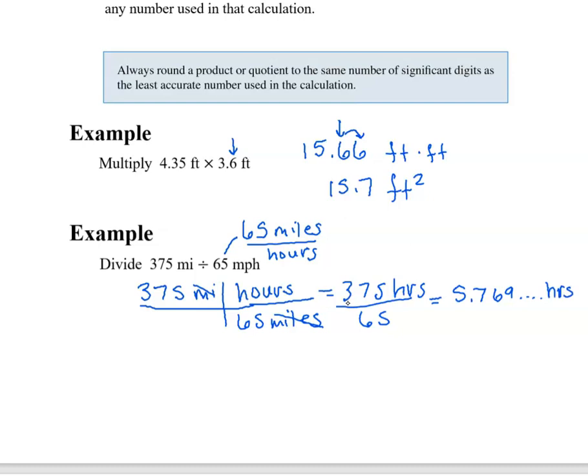Okay, so the least precise number that we have here, both of them have something to the ones digit. They're both precise to the ones place, and so we would want to keep this at the nearest hour. So we would look next door and make that round up to 6 hours.